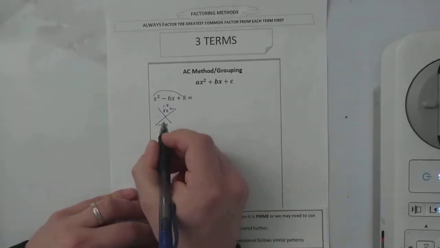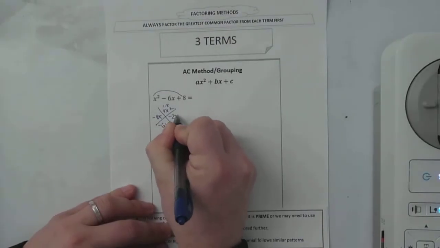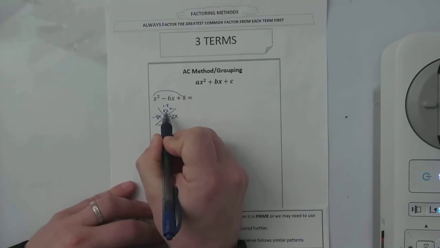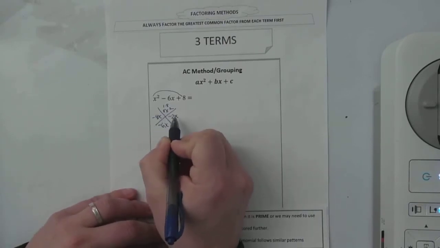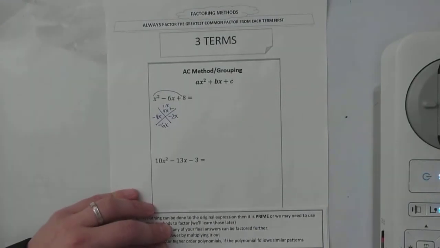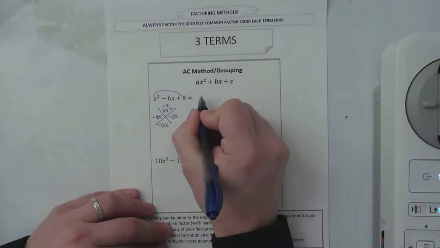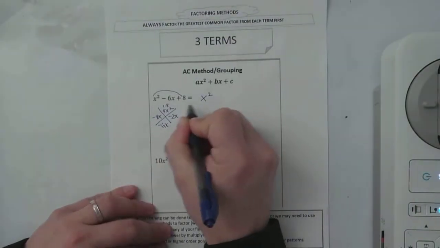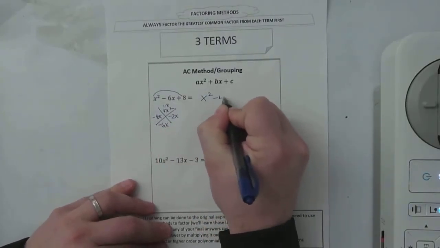So the question is, what two numbers multiply to 8x squared, and what two numbers will add to negative 6x? So fairly easy, negative 4x, negative 2x. Quick check, negative 4 times negative 2 will give me my positive 8x squared. Negative 4 plus negative 2 gives me our negative 6x. So what we do is we're now going to rewrite our trinomial as x squared. Now instead of writing minus 6x, I'm going to write it as the sum of these two numbers.